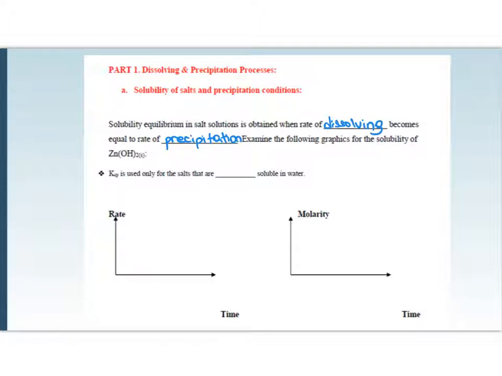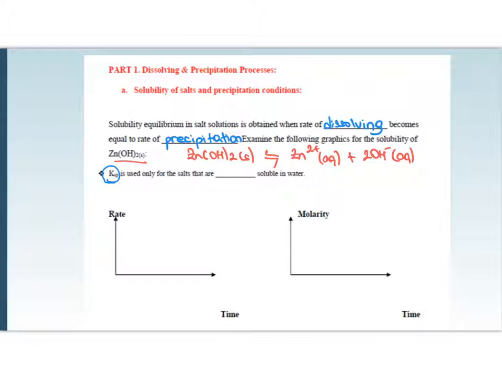For example, you're given zinc hydroxide here. If you would like to write its solubility equilibria, it is going to be like this: zinc 2 plus in its aqueous form plus 2 hydroxide minus 1. And you can calculate KSP here.